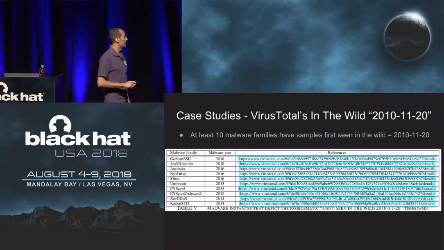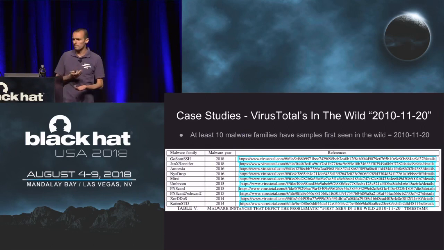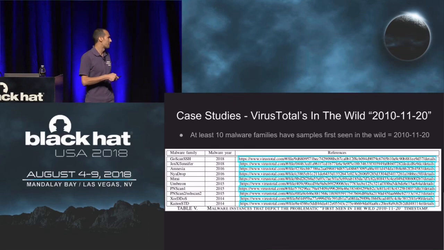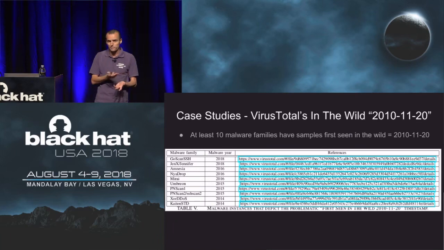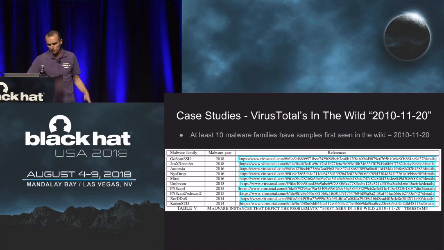However, reality is a bit different, and we found at least 10 different malware families that have first seen in the wild strangely set to the same date. It doesn't make any sense that unrelated IoT malware would have exactly the same first seen in the wild date. Moreover, some of these samples were pretty recent, discovered, analyzed or developed in 2018, 2016, so it doesn't make sense. There's no time travel. It doesn't make sense that they would be in the wild in 2010, exactly on the same date.